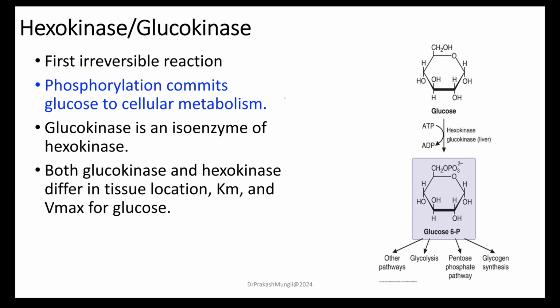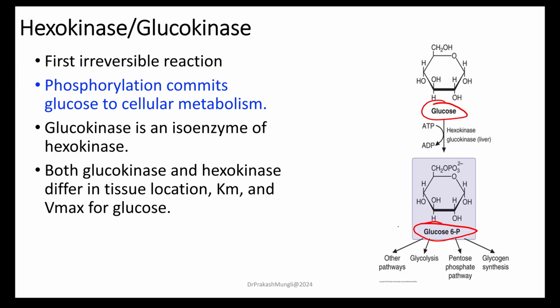Look at glucose. This glucose is converted into glucose 6-phosphate. What is the meaning here? Glucose converted to glucose 6-phosphate. What is the change? What happened? Phosphate at the 6th carbon. That's it. So glucose is added with phosphate at the 6th carbon.